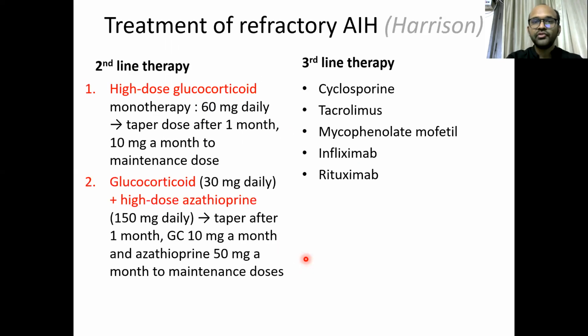Now, treatment of refractory autoimmune hepatitis: high dose glucocorticoid, 1 mg per kg per day. You continue the full dose for 1 month, and after 1 month, you start tapering. Or you can give glucocorticoid plus high dose azathioprine, 150 mg daily. So you can choose either of them: high dose glucocorticoid, or glucocorticoid plus high dose azathioprine. And third line therapies are cyclosporine, tacrolimus, mycophenolate mofetil, infliximab, and rituximab.